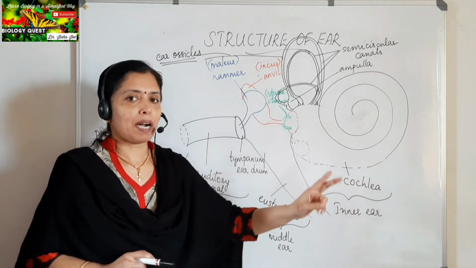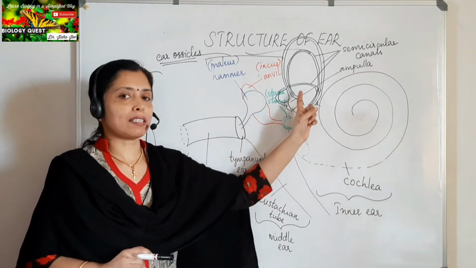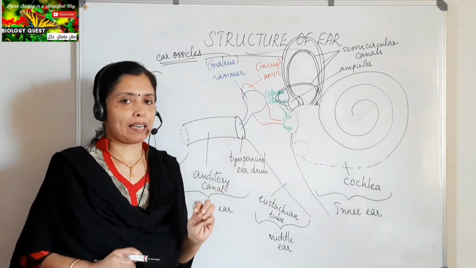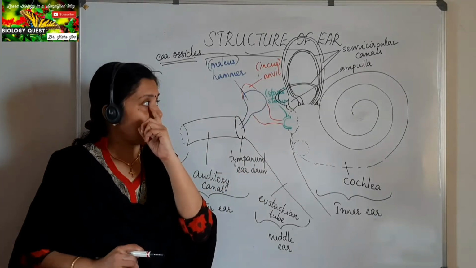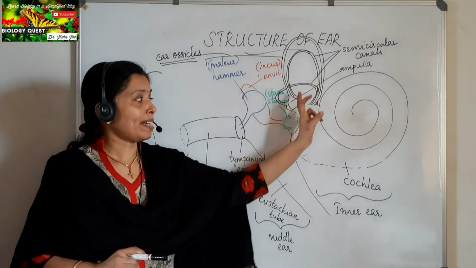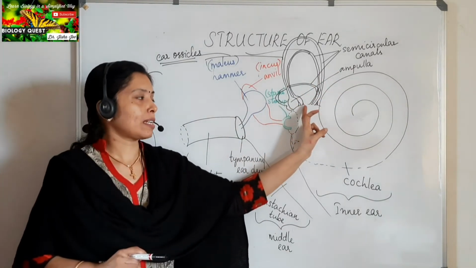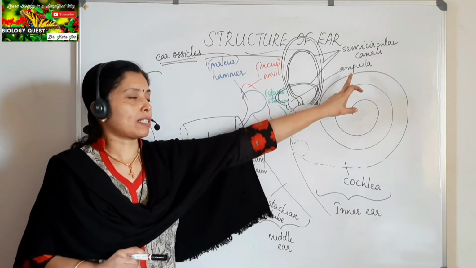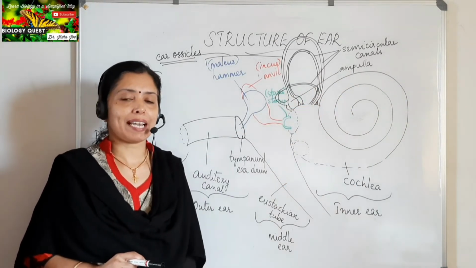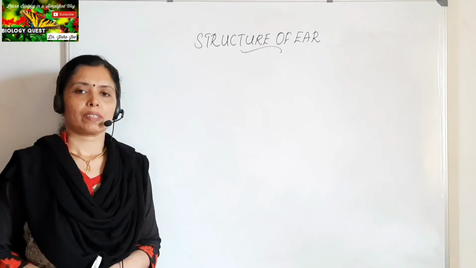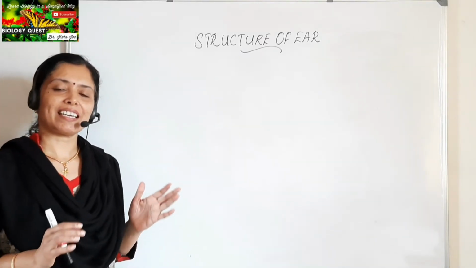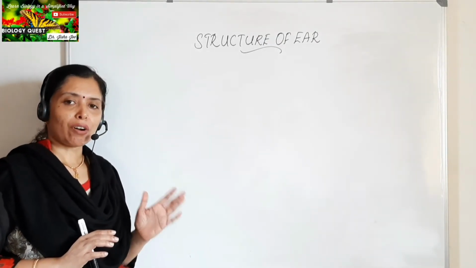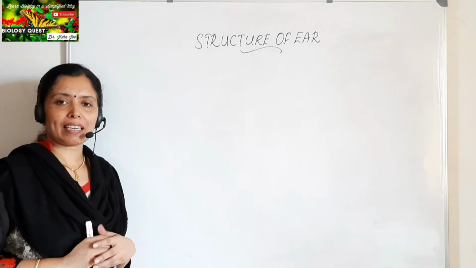And the second part of the inner ear is the semicircular canal. There is a set of 3 semicircular canals in each ear, and you can see that one end of each semicircular canal is expanded. This expanded portion of the semicircular canal is called the ampulla. So now we have seen that the inner ear has two parts. Which are the two parts of the inner ear? The cochlea and the semicircular canal.